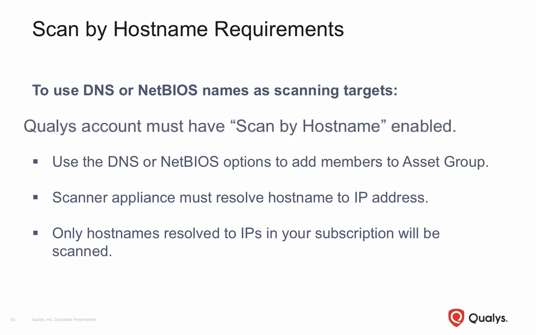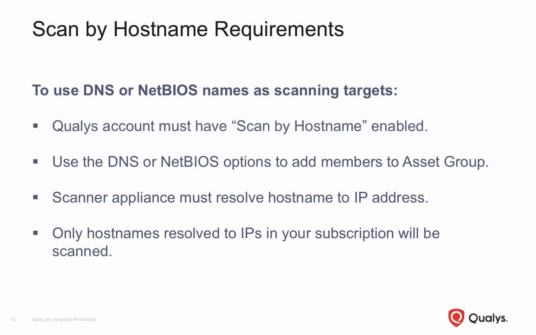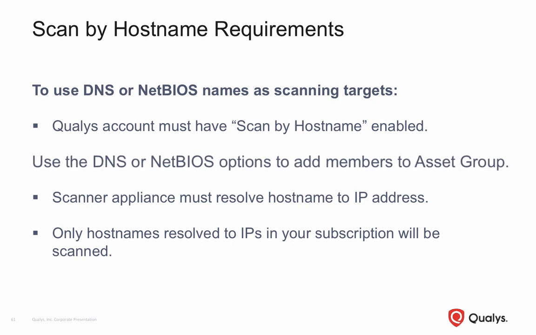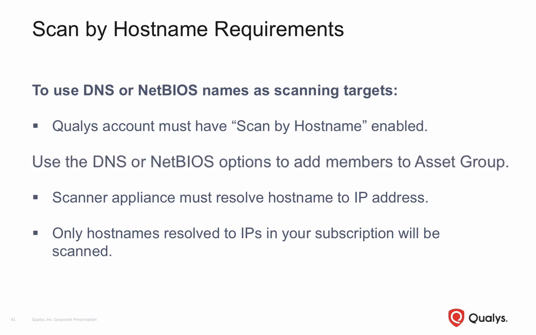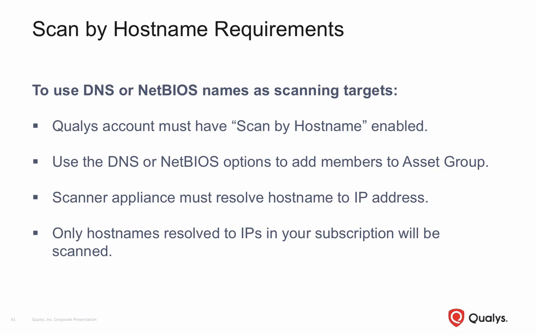First, the Scan by Hostname service must be enabled for your Qualys account. If you are using a Qualys student trial account to perform the lab exercises in this course, Scan by Hostname is already enabled. Second, use the DNS or NetBIOS options to add members to an asset group. This asset group, with its hostname members, will then become your scanning target.